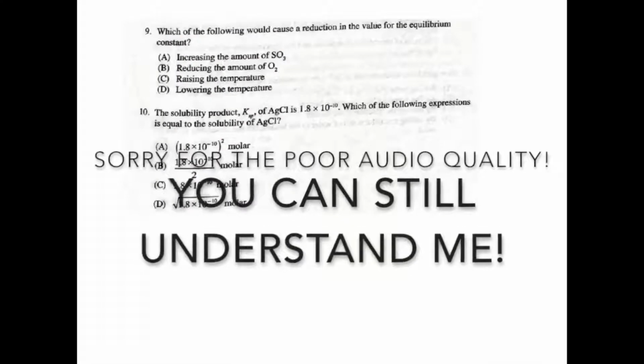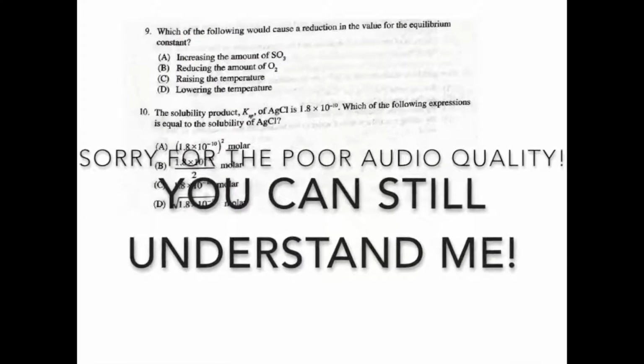In number 9, it asks, which of the following would cause a reduction in the value for the equilibrium constant? Okay, so remember the reaction that you were given. So we have 2SO3 produces O2 and SO2. Okay? And so let's look at each of them. So if you increase the amount of SO3, that's going to cause your reactants to increase, which would cause a shift to the right. And if you're shifting to the right, that would cause your K, your equilibrium constant, to increase. And that's not what we're looking for, so that doesn't work.